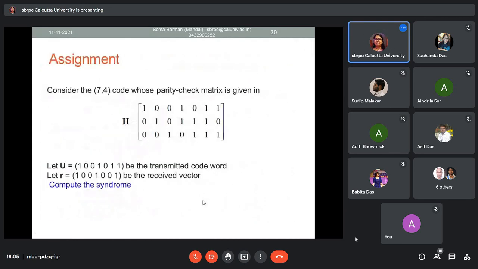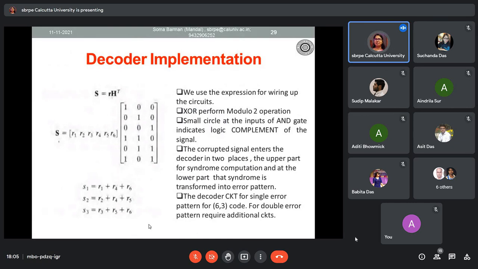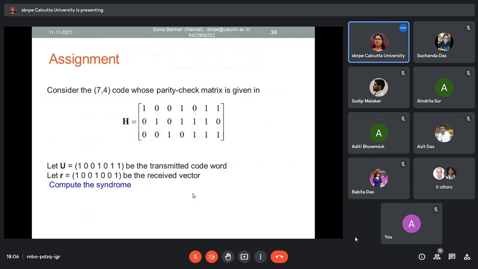Okay. So this I have already mentioned, and this is for simple operations, so that's why you can easily design a very simple circuit, but for a large code length it is very difficult to handle or manage.